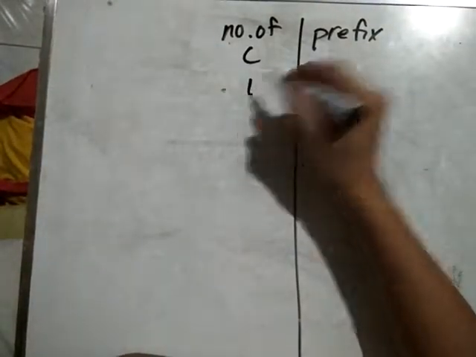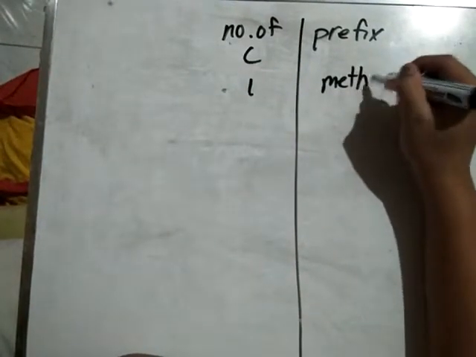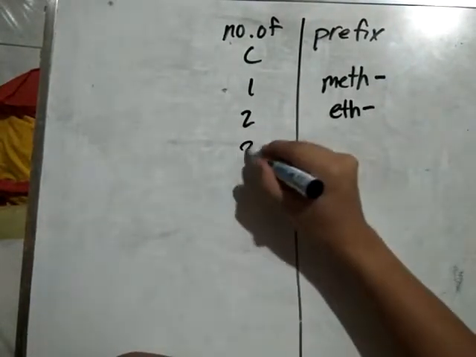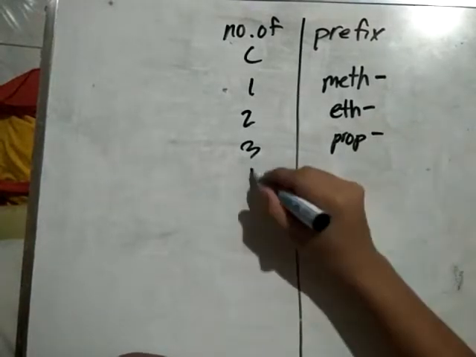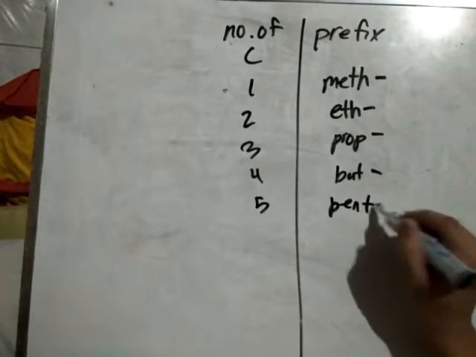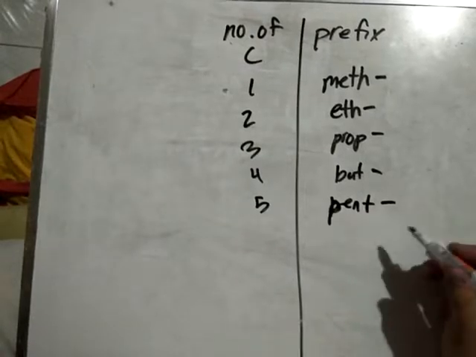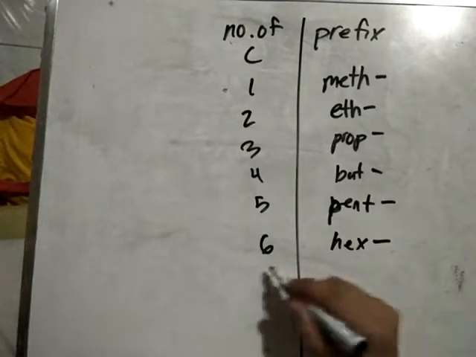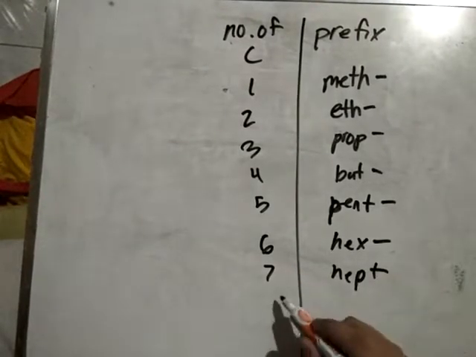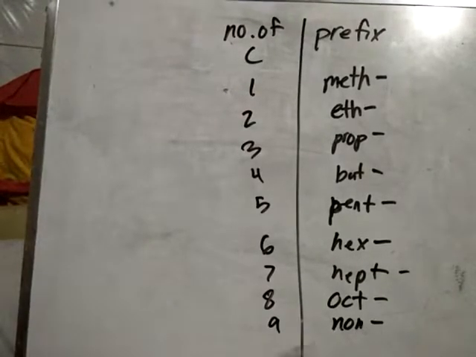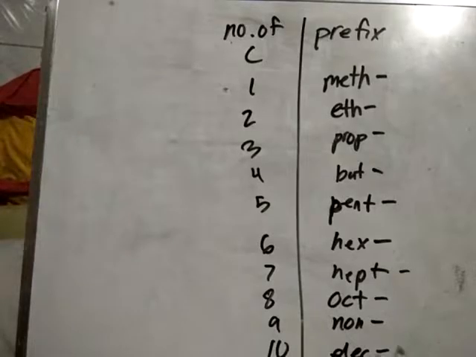Number of carbons. If it's one, we use the prefix meth. You're putting two carbons, it's called eth. Three carbons, prop. Four carbons, but. Five carbons is pent. Pent, not bent. Pent, with a P. Six is hex. Seven is hept. Eight is oct. Nine is non. Ten is dec. I don't know if you can see that, but it's dec. D-E-C.